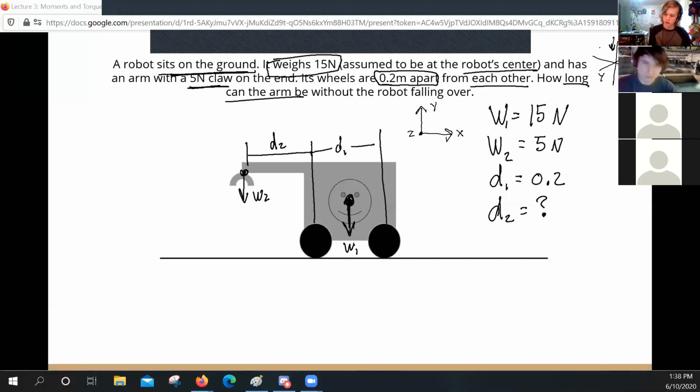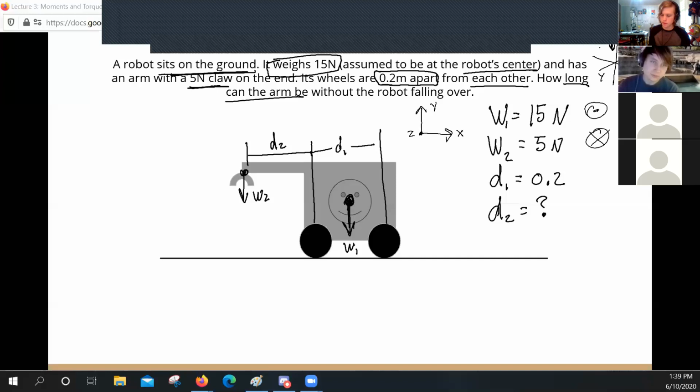The way we usually write that is out of the page is a circle with a dot in it, and into the page is a circle with an X in it. And the way I like to think about that is, if this were an arrow pointing in and out, right?